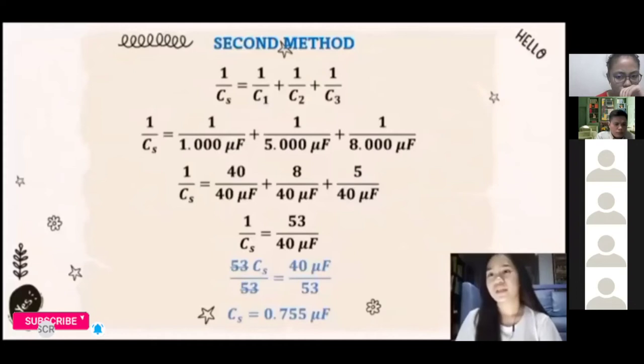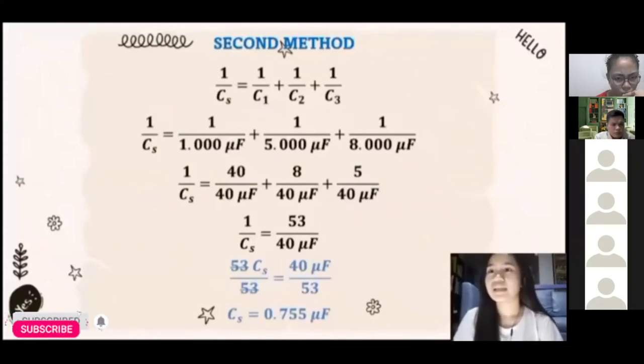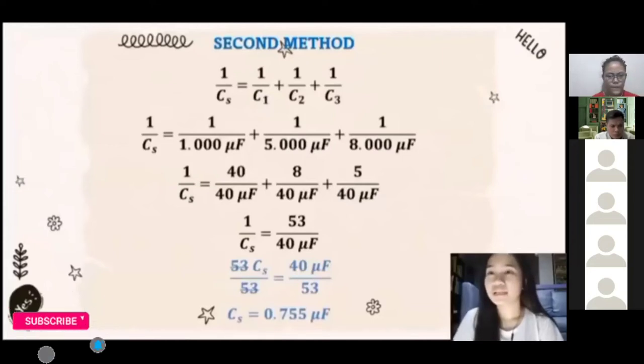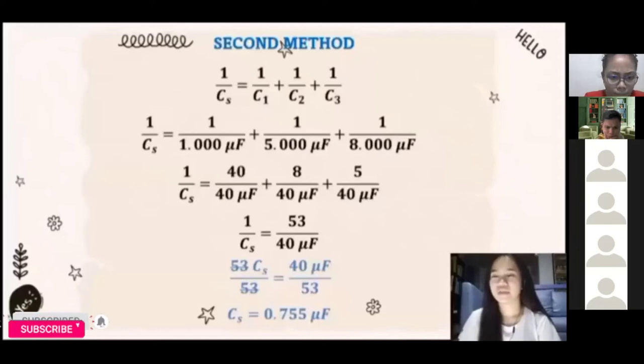So, since ang hinahanap natin is yung total capacitance ng ating series, which is yung C sub S, what we are going to do is cross-multiply again para mawala yung 1. So, cross-multiply natin, we have 53 C sub S is equal to 1 times 40 microfarad. So, para makancel yung 53, we divide both sides by 53. So, we have 53 C sub S over 53 is equal to 40 microfarad over 53. So, cancel na yan. Pag na-cancel, ang matitira is C sub S is equal to 0.755 microfarad. Same sa nakuha natin kanina sa first method.